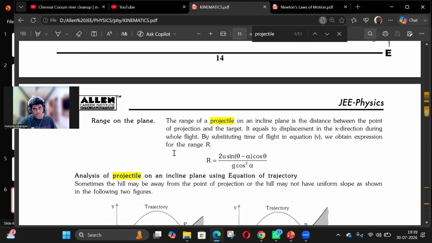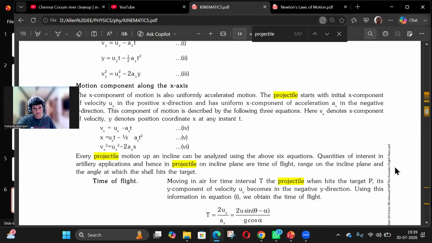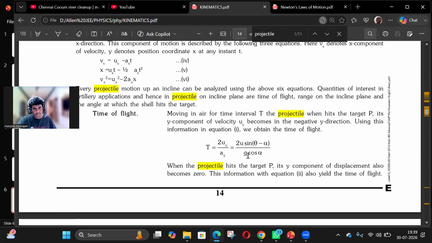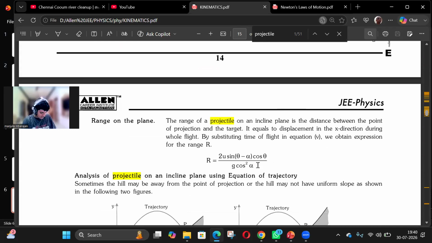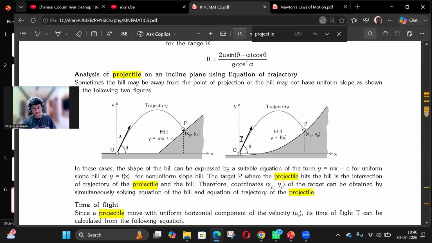In this result, if we put alpha equal to 0, where alpha is the plane inclination, you'll get the original ground-to-ground projection formulas. If you put alpha equal to 0, this will become g, so the time of flight will become 2u sin theta by g, which is the same as that one. In the range, if you put alpha equal to 0, you'll get 2 sin theta cos theta, which is sin 2 theta, and cos squared 0 is 1. So u squared sin 2 theta by g.